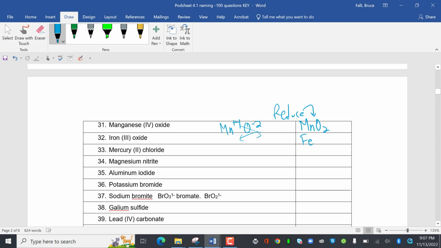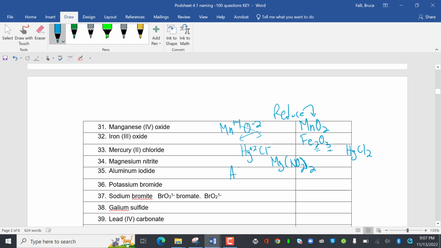Iron 3 oxide, Fe2O3. Iron's 3 charge, oxygen's 2 charge. Mercury 2 chloride, Hg plus 2, Cl minus 1. I don't know why I showed the work on that one, but it's HgCl2. Magnesium nitrate. Magnesium is plus 2. Nitrate is -1. Whoops, I don't want to show. I just want to remind, never show charges in a compound.